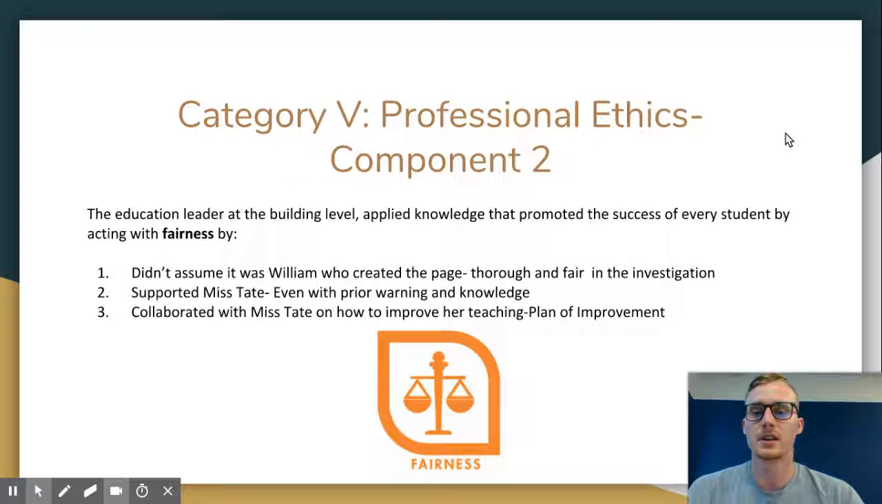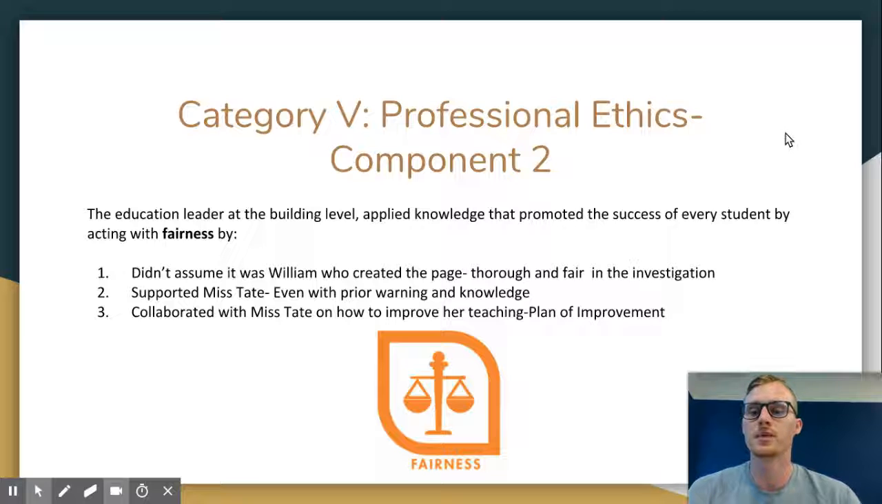Category 5, professional ethics, component number 2, the educational leader at the building level applied knowledge that promoted the success of every student by acting with fairness. The first step, I didn't assume it was William who created the page. Even though Ms. Tate thought it was him right off the bat, I wanted to conduct a thorough and fair investigation, questioning all the students who might have been involved.